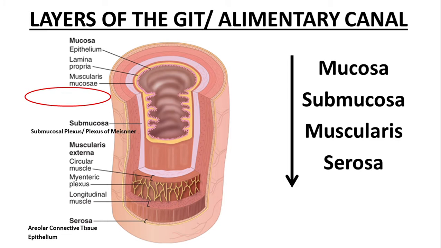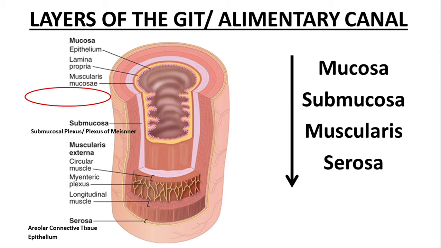Next, you have the various layers of the GIT or alimentary canal, which has four basic layers: your mucosa, submucosa, muscularis, and serosa. So these are found all throughout your alimentary tract or your GIT, but they have some variations in other parts.